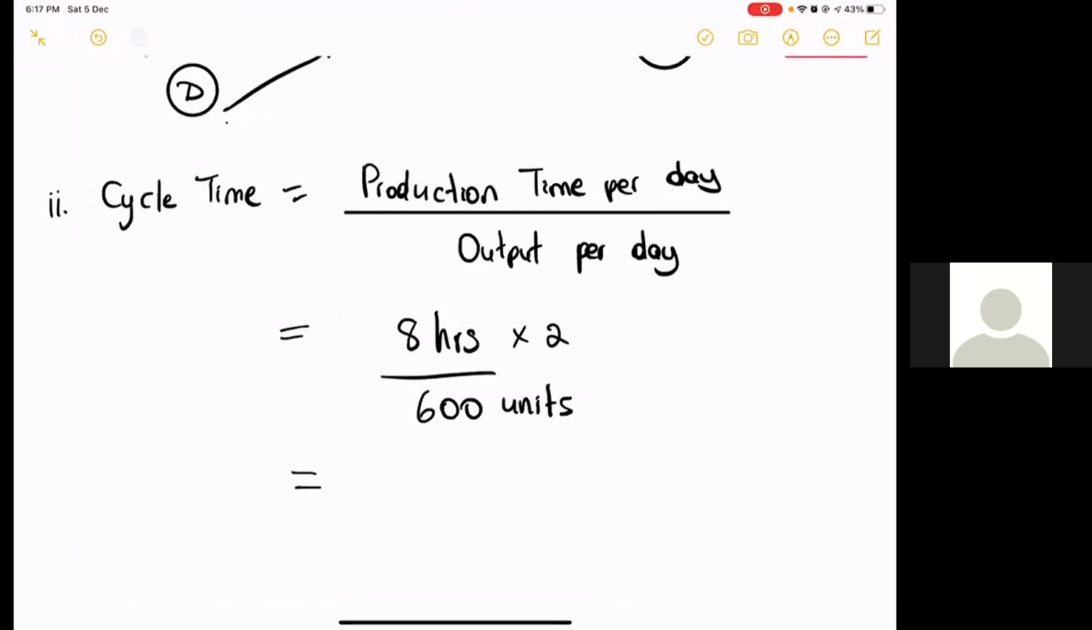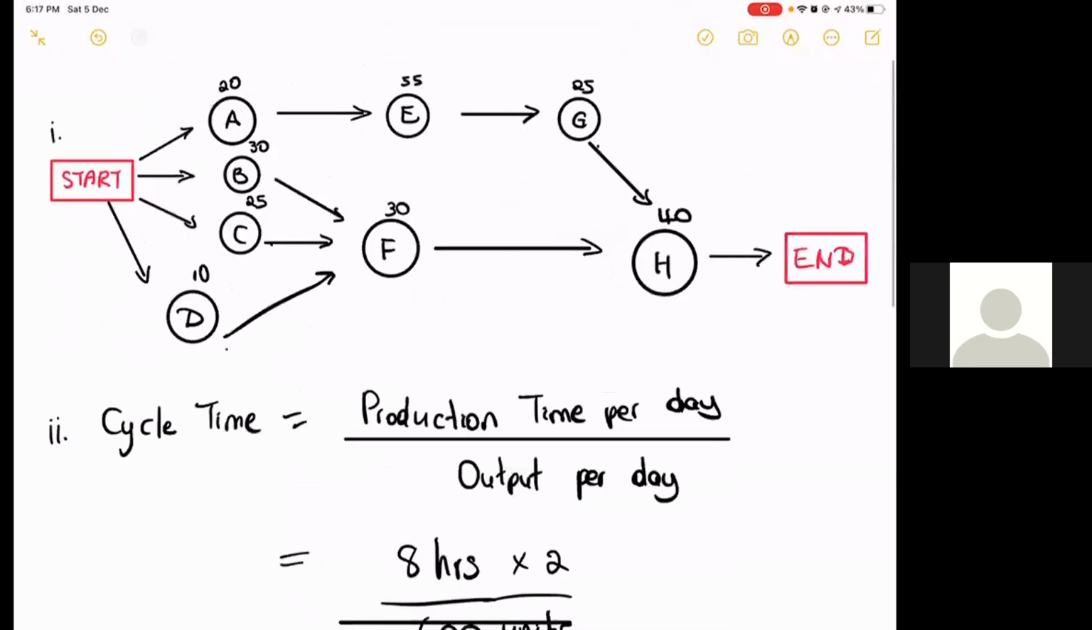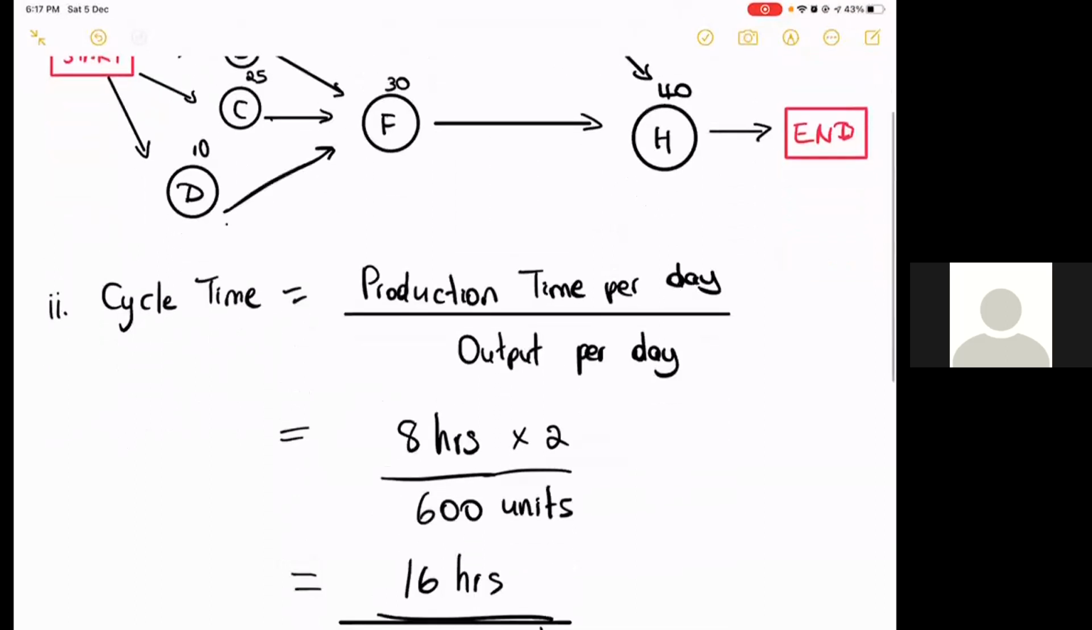That's it? Okay. So that's 16 hours, just for everybody to follow. Let me just break it down a little bit. So this is 16 hours right here. But the question had asked us to calculate the cycle time in seconds. And that makes a lot of sense, because when we look back at the network diagram and the table that was given to us, the time for each activity was given in seconds. So it makes sense for us to calculate the cycle time in seconds as well.